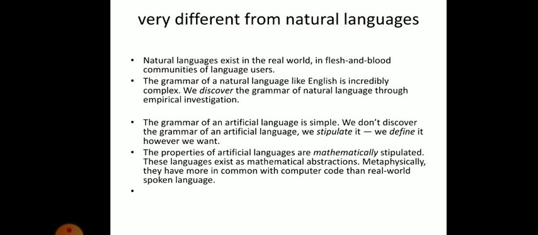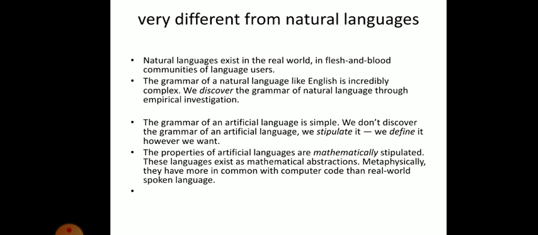We discover the grammar of natural language through empirical investigation. On the other hand, the grammar of artificial languages is simple. We don't discover the grammar of an artificial language, we rather stipulate it, or we can say we prepare or make it. We define it however we want to define. The properties of artificial languages are mathematically stipulated.